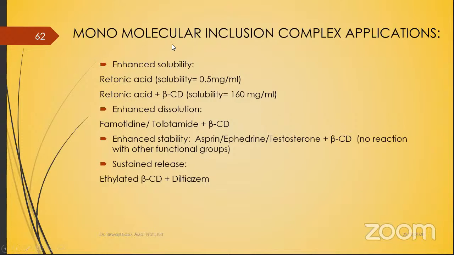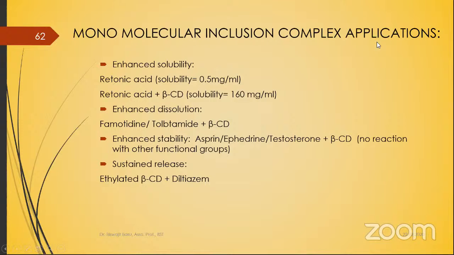This monomolecular inclusion complex also can be used to enhance dissolution. Example of drug: famotidine or tolbutamide, plus beta CD. So we can increase the dissolution of famotidine and tolbutamide by forming a complex with beta CD.